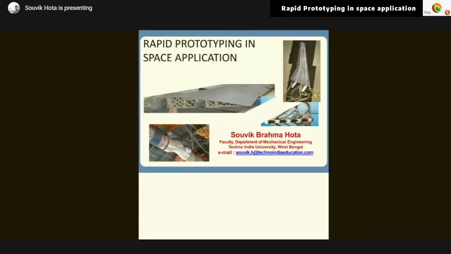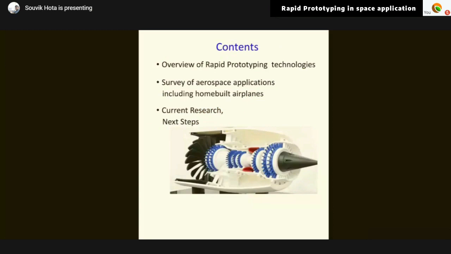So let us start today's session. I'm just opening that PPT. This is our today's topic: rapid prototyping in space application. It sounds really exciting, and I am also excited to share some information which I experienced in the research areas with this rapid prototyping technique. Today's agenda: an overview of rapid prototype technology, then various case studies of aerospace research, and then the current research, the future steps and the scope of research in this rapid prototyping technology.